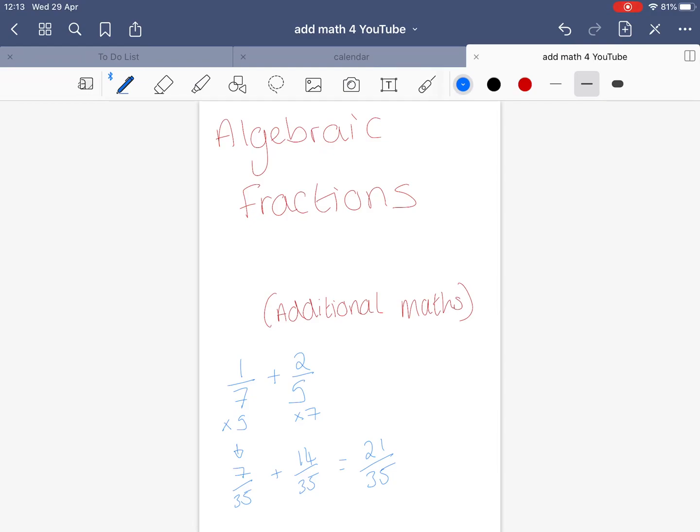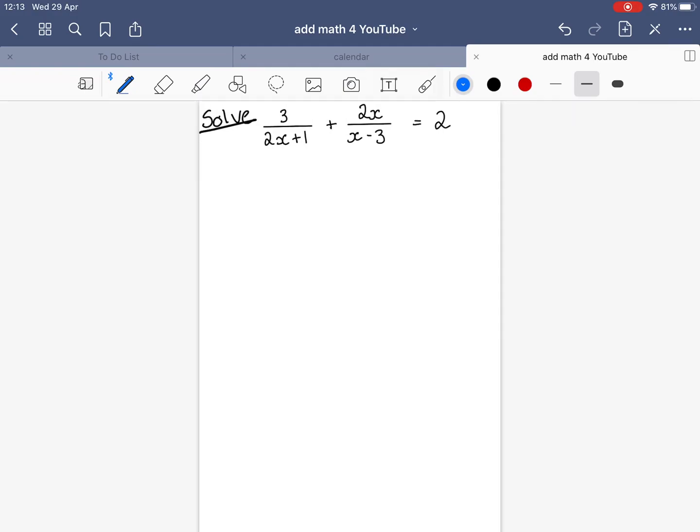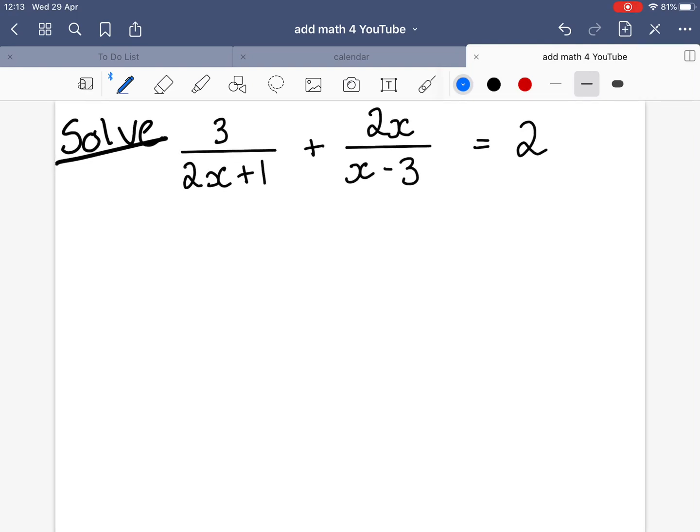So you need that knowledge before you attempt algebraic fractions, because you're going to need your knowledge of algebra and fractions together. So I'm going to do 3 examples. They're very similar to the examples that I've set for additional maths, okay? So let's have a look at the first one.